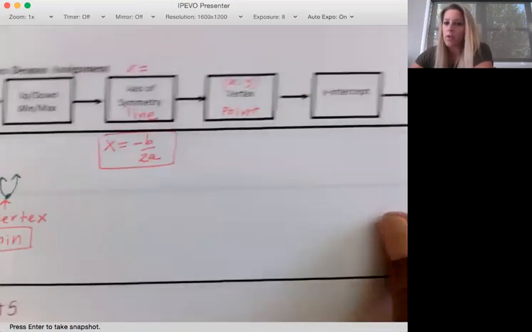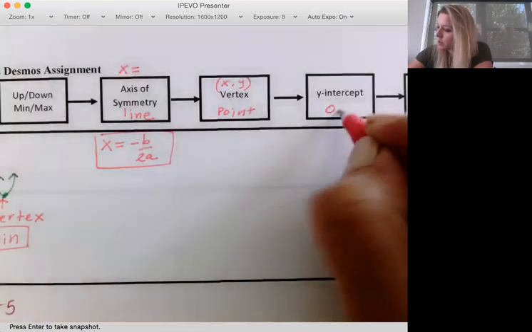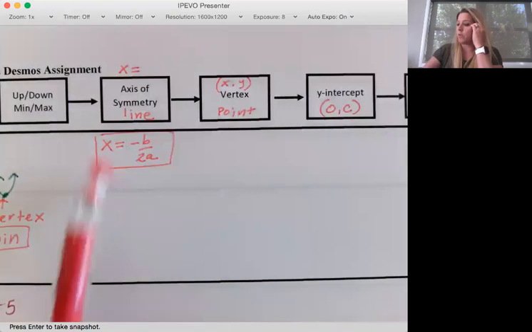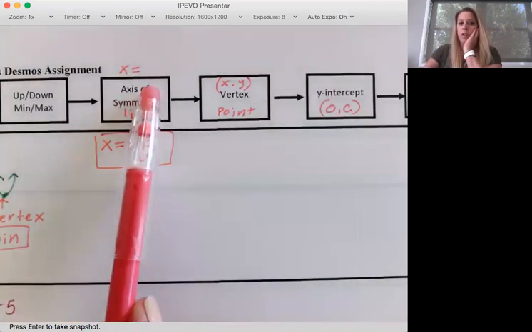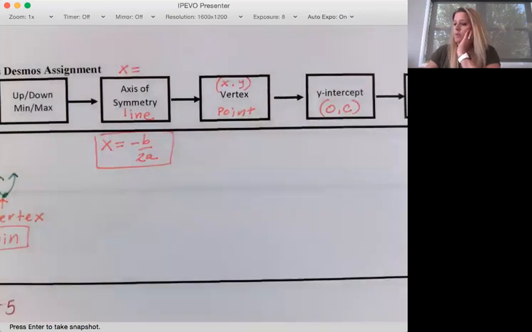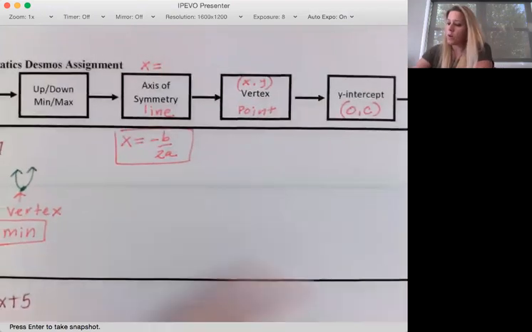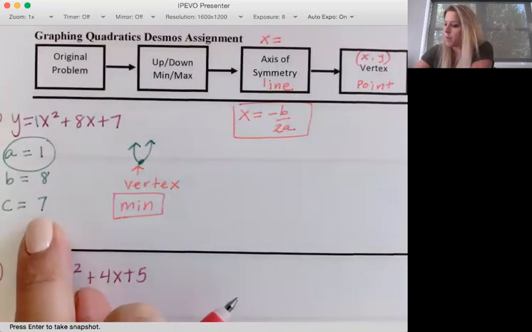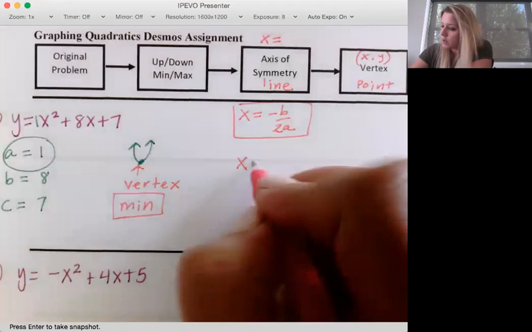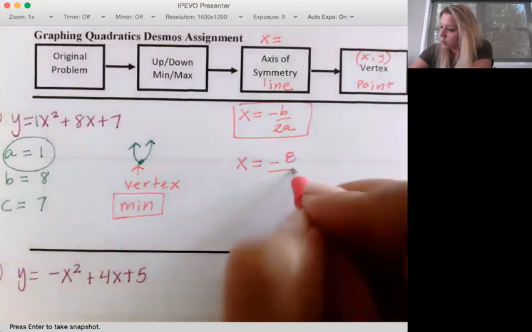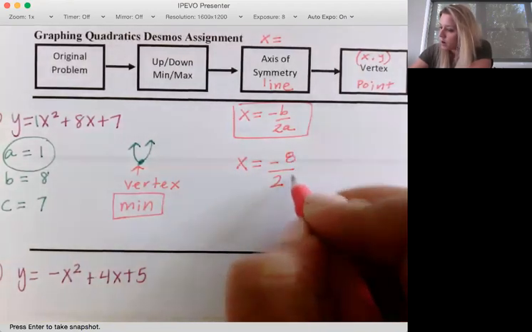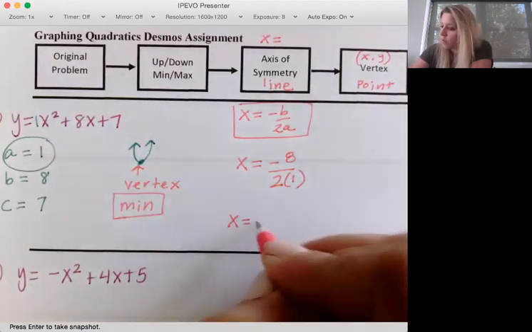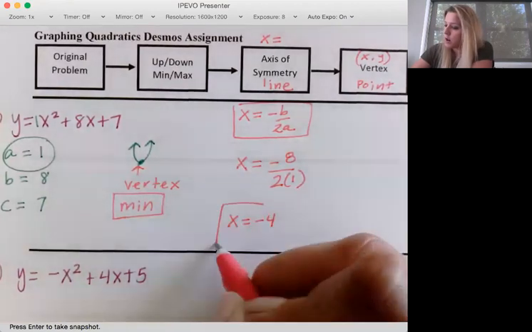And then even moving across, our y-intercept is always 0, c. So that might be useful to put on the top of your paper every single time. So all of these things here: line, point, and then a point. And so when we do this, for our axis of symmetry, we're going to use that b and the a from this equation. So we're going to do x equals opposite of b over 2 times a, which is 1. So negative 8 divided by 2 is going to give us a negative 4. Okay, so here is our axis of symmetry.